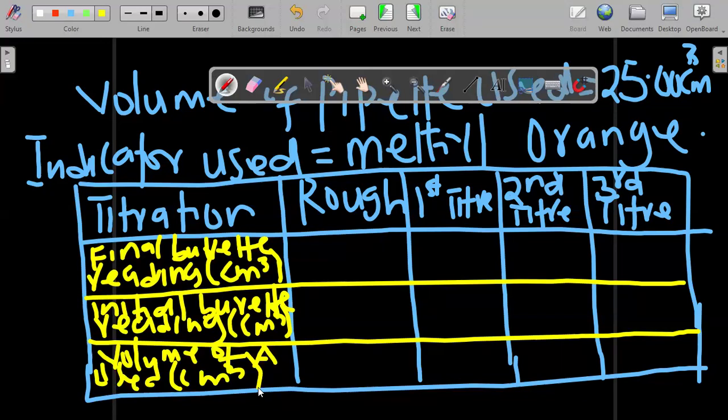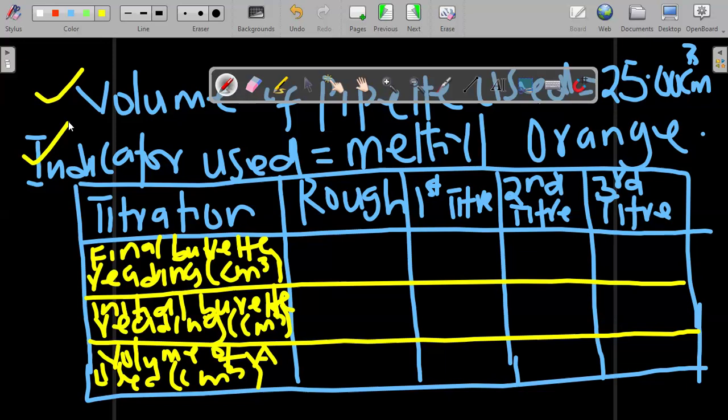What you are taking note of is the volume of pipette used and indicator used. You take note of these two things first. You must state them because each of them have marks. Then you must write your table in this manner with your ruler. Don't use hand to draw your table. So you must go to the school tomorrow with your ruler and draw your table in this manner. Very neat and decent.